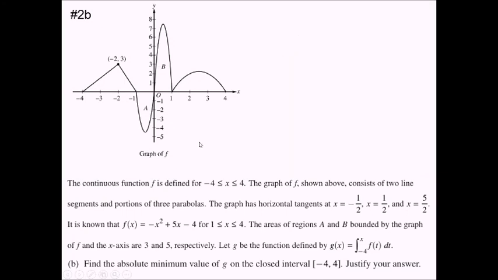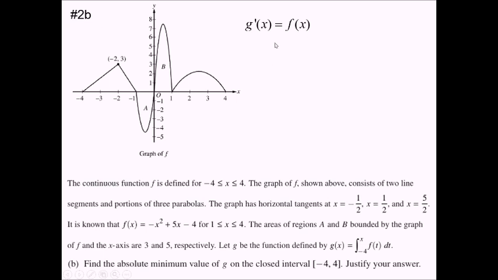On this problem, they want us to find the absolute minimum value of g on this interval. So we know that the absolute min here is going to happen either at one of the endpoints, negative 4 or 4, or at a critical value for g. So for critical values, we need to do g prime. G prime, using our fundamental theorem here, is really just f of x, because you just are plugging this upper limit in for the dummy variable.